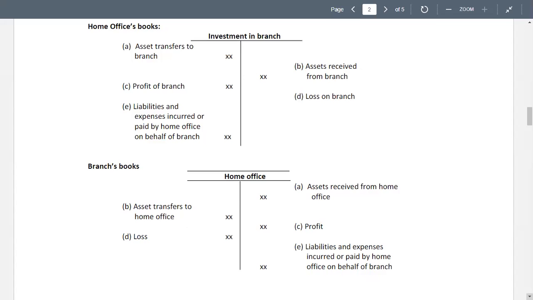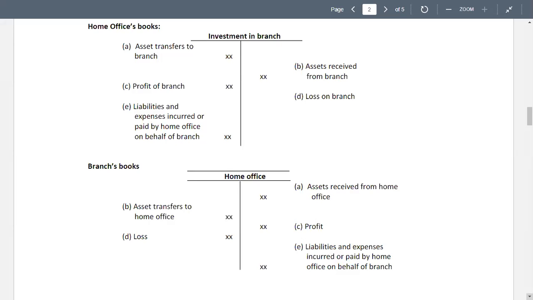So you will notice that they are really reciprocal accounts. Take note that letter A is debited by the home office to investment in branch, while it's credited by the branch for the account home office. And if the branch earns profit, the home office will debit investment in branch, while the branch will credit home office. And for the credits of the home office, like assets received from branch, that is debited by the branch.